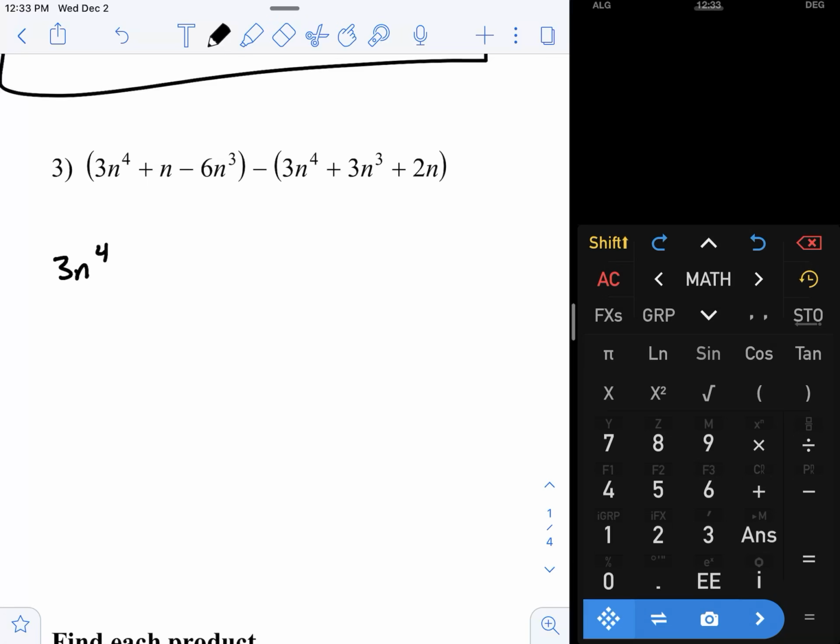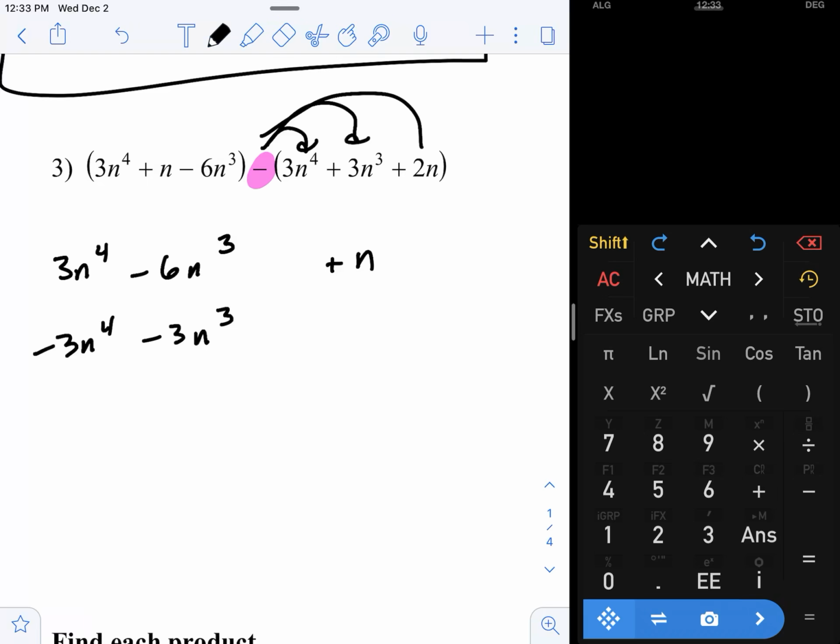Three n to the fourth minus 6n to the third plus n. I left a space here for the second power if there is one. Minus 3n to the fourth minus 3n to the third. I'm changing all the signs because of this negative.